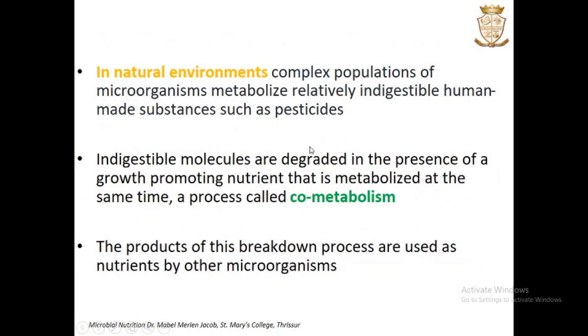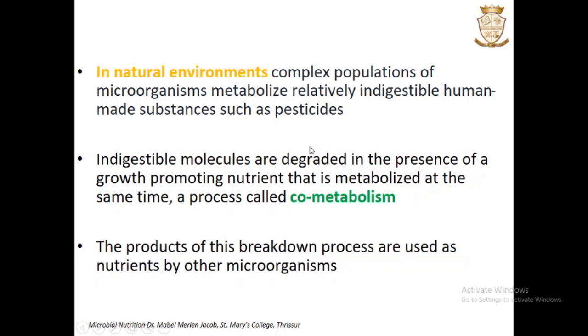In natural environments, we even find complex populations of microorganisms degrading or metabolizing indigestible human-made substances also, such as pesticides. We call them xenobiotics. Even that can be degraded by microorganisms. But usually, different populations work together to degrade such compounds, and they are degraded in the presence of a growth-promoting nutrient that is metabolized at the same time. This process is called co-metabolism.